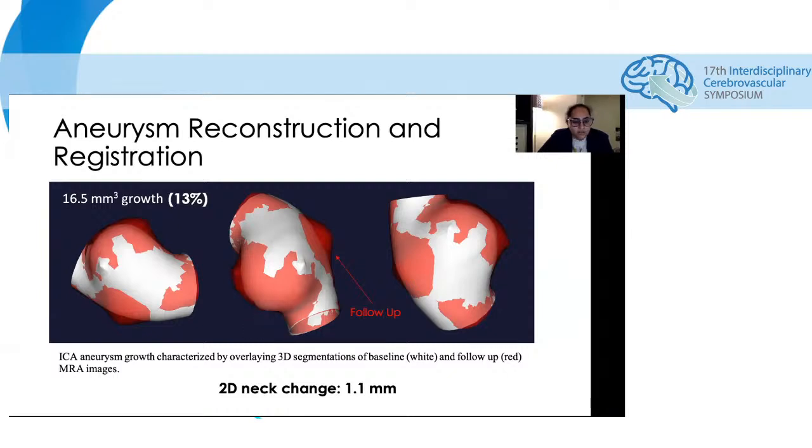And our volume analysis found a 13% increase in volume from baseline to follow-up reconstruction. And the 2D measurement that we used from our experienced neurointerventionalist found a change in neck size of about 1.1 millimeters.